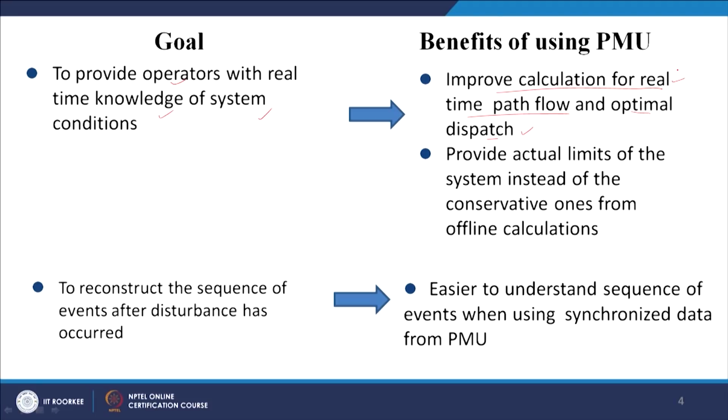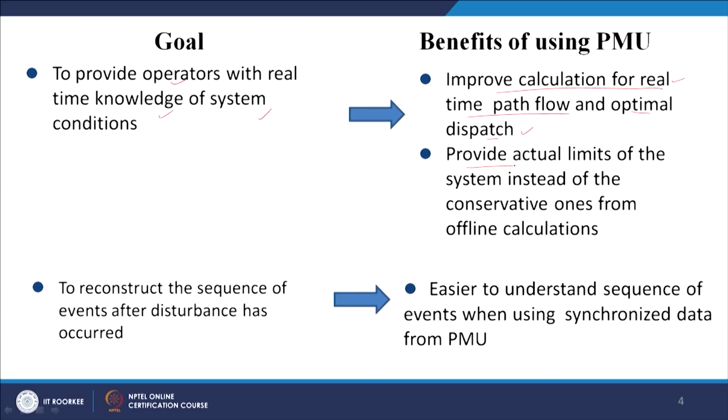That is first, and the real time path flow. We can see where the power is flowing, from which station to which station the power is flowing now. So, the power flow is always in front of us. So, we can always control this optimal dispatch of the power.